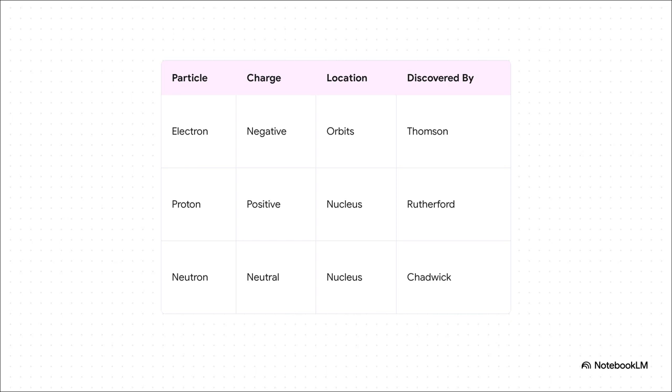And finally, the quiet ones, the neutrons. They carry a neutral charge, meaning no charge at all. They also live in the nucleus right next to the protons, and they were discovered by James Chadwick.